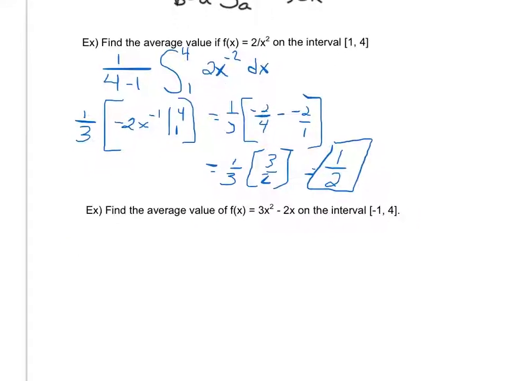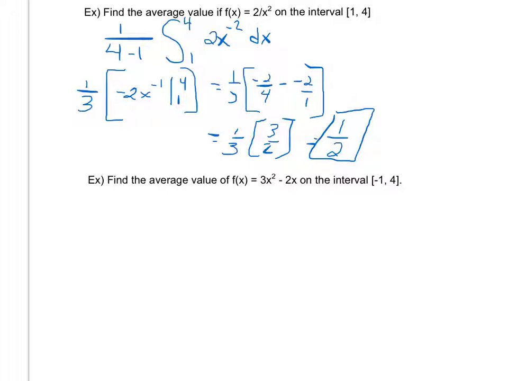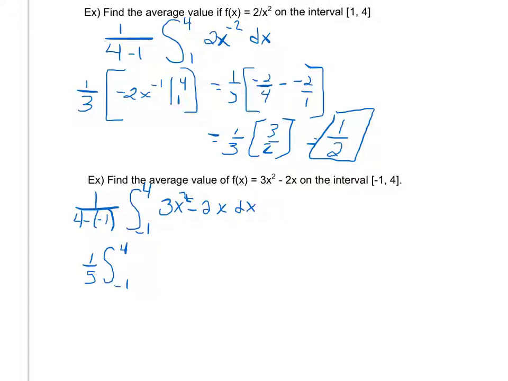Looking at one more example, I'm going to do the same thing. Now my interval goes from negative 1 to 4. So according to my formula, I'm going to have 1 over b minus a, so 4 minus negative 1, times the integral from negative 1 to 4 of 3x squared minus 2x. So that gives me 1/5 times the integral from negative 1 to 4. And actually, I'm going to just go ahead and integrate this rather than rewrite my integral. So 1/5 times 2 plus 1 is 3, so I'm going to have 3 over 3, which is going to be x cubed, minus 2 over 2 times x squared.